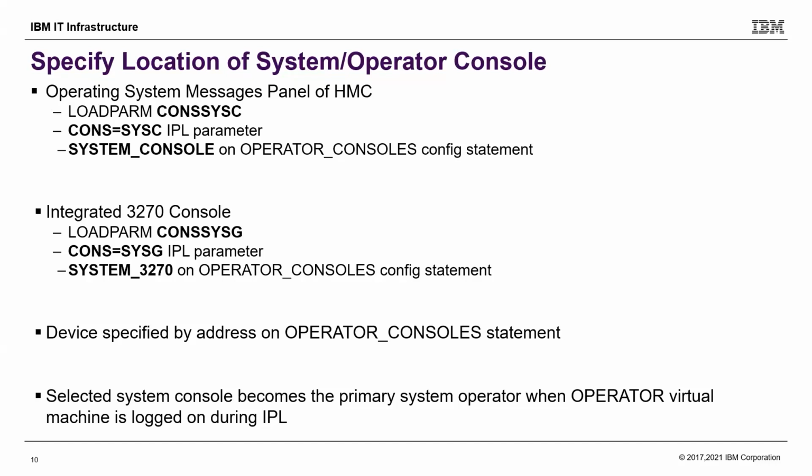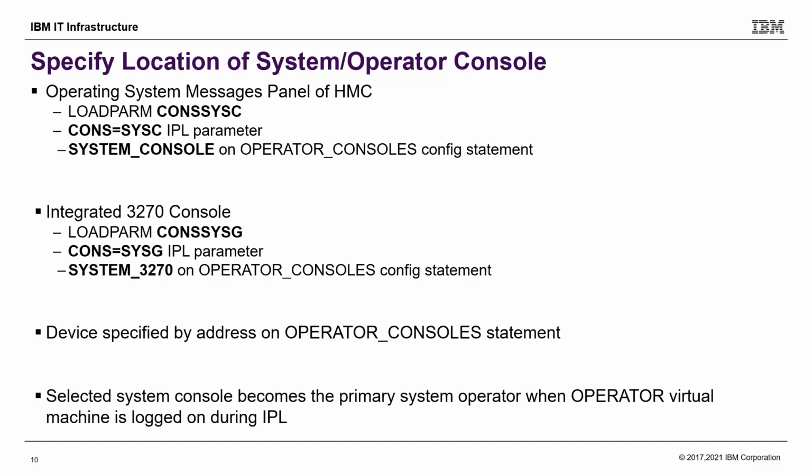So you see on this chart, you can specify these locations, specific panels, either with a load parm at IPL time or using the CONS IPL parameter. That's how you can direct the system console to one of the panels of the HMC or the integrated 3270. And there are keywords you can put on the operator console statement in the system configuration file. Or you can just specify a device address for a place where you have a 3270 formatted session on the operator console statement, and that will be used.